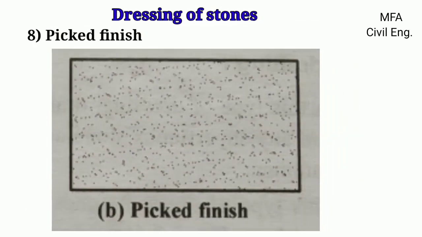Picked finish. In this type of finish, the exposed face of a stone is dressed with the help of the tool called a point, and thus it forms small pits on the exposed surface. In this finish, most of the projections are removed and it gives a fine surface to the stone face.